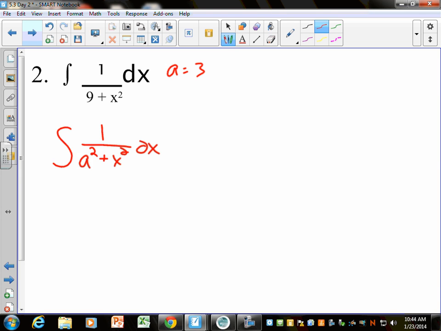And so you should be able to say that's 1 over a, so that would be 1/3 times inverse tangent of, I forget already, x over 3 plus 3, so it's x over a. Yes?